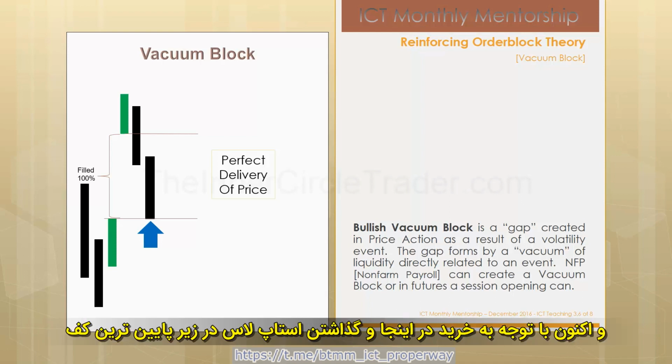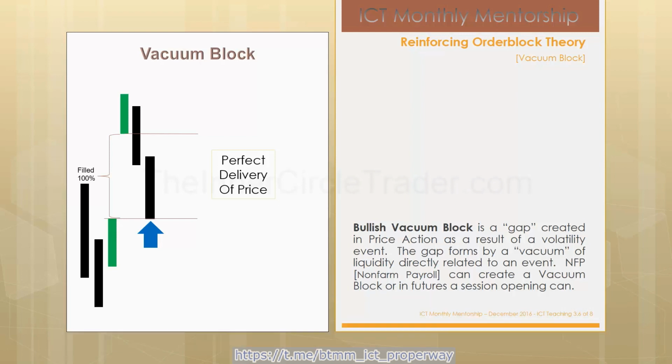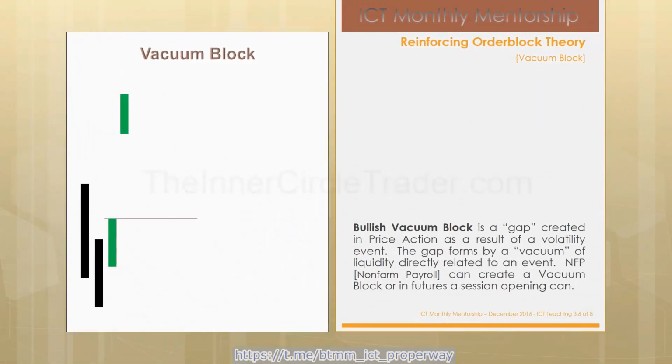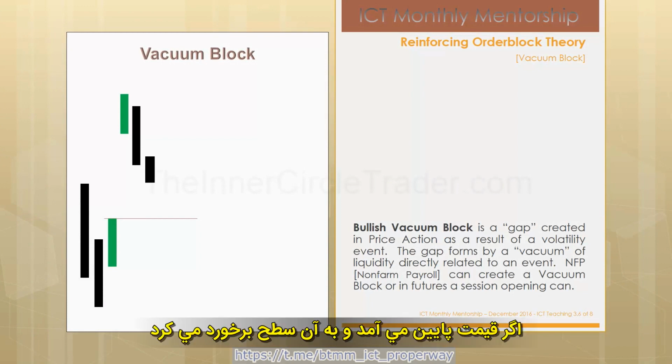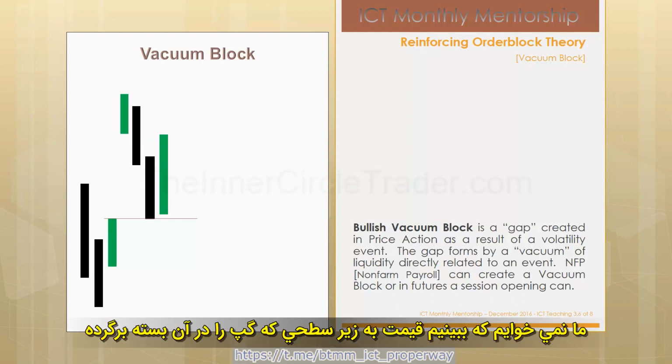And now notice, buying here and using a stop loss below the lowest low, your risk is more defined for more leverage, but still having the same potential parameters for exposure percentage of your equity. If price was to trade down and hit that level, and we start to see a rally up, we don't want to see price ever come back down below the level that would have caused it to close the gap.